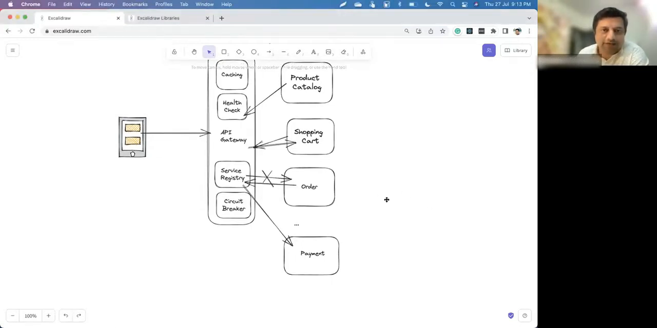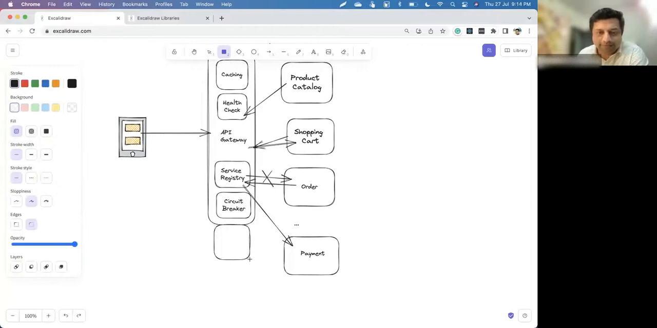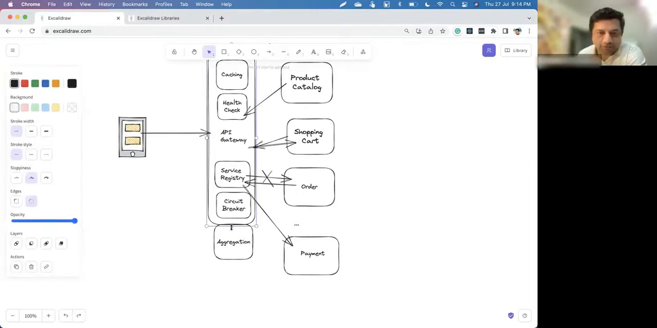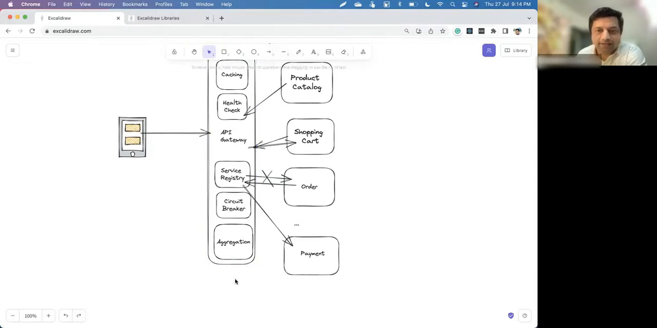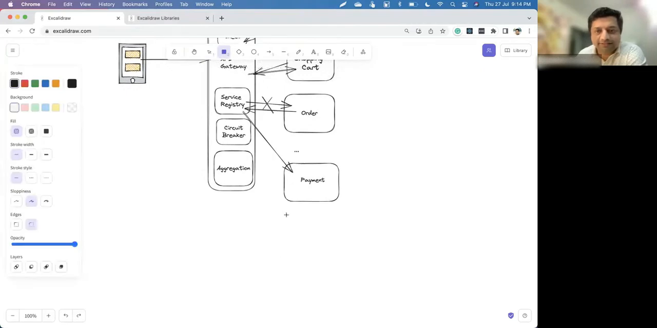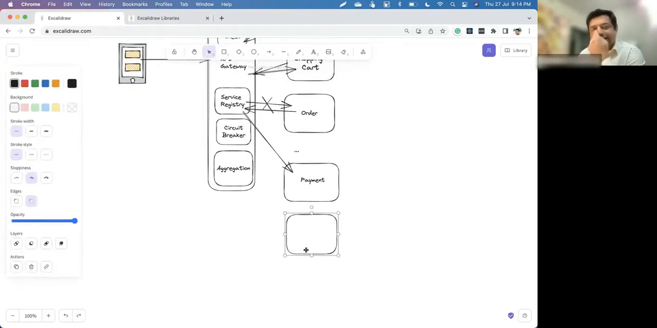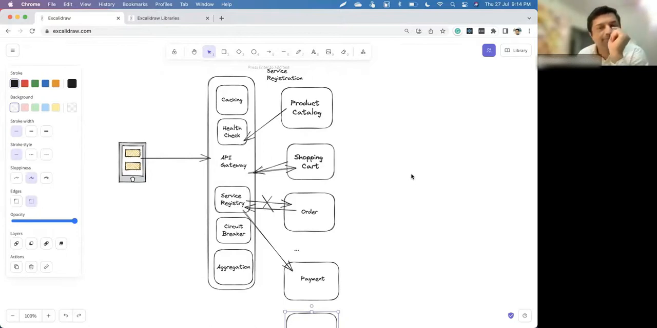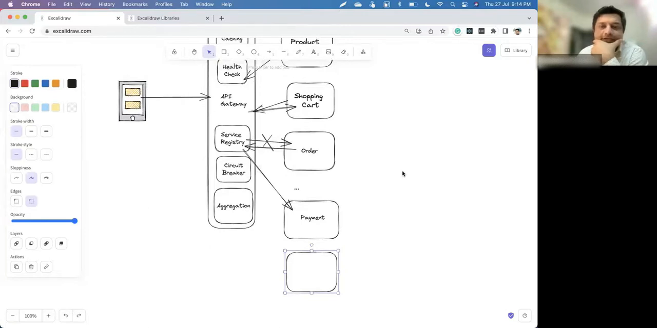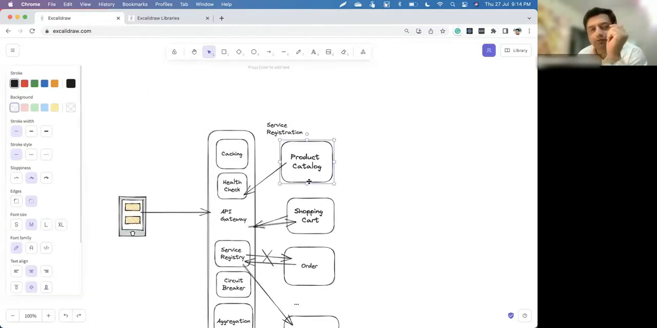Now, one more feature of API gateway. There are so many patterns. Let me talk about aggregation. This is called service aggregation. What does it mean? So assume we have a service which is display product details. Now, when you display the product details, you need the product photo, product descriptions, various other details.